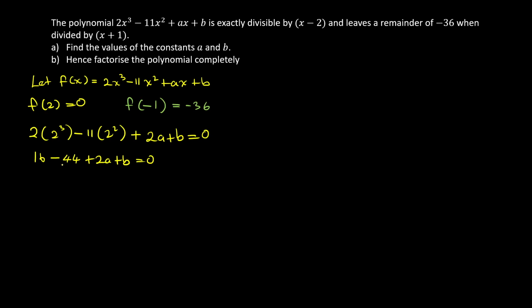And simplifying it, we should get 2a plus b equal to 28. Okay, how do I get 28 here? Okay, 16 minus 44 is minus 28, and if I move it to the right, then minus 28 becomes plus 28. So I call this equation 1. And let's do the green one here.